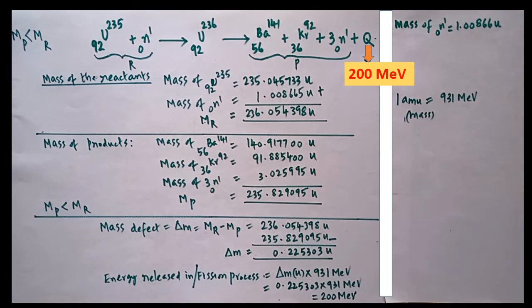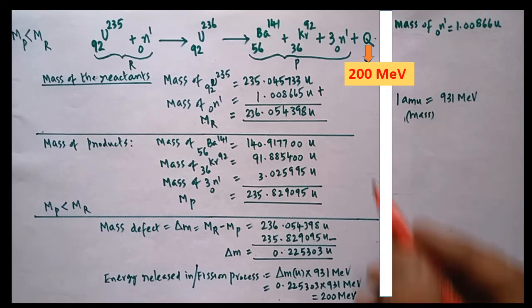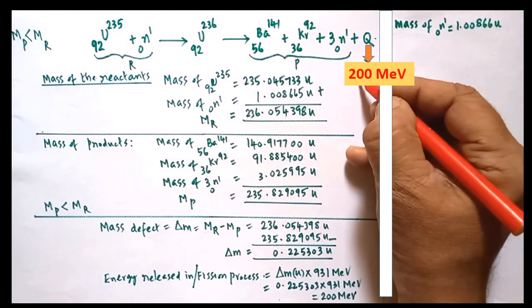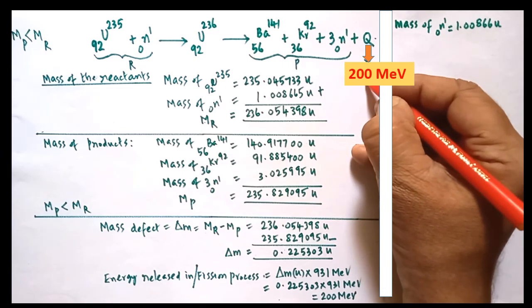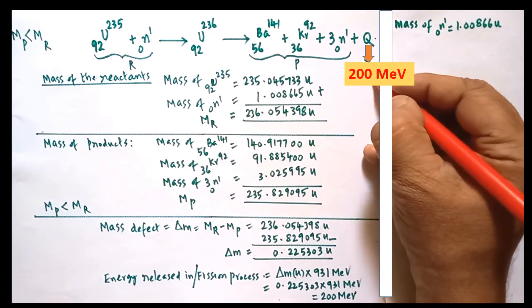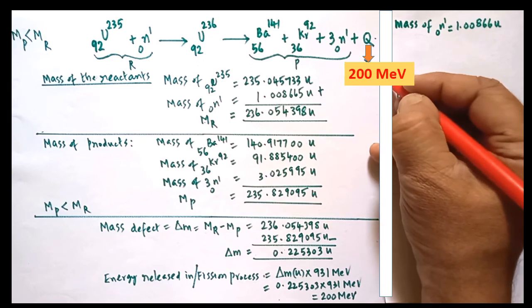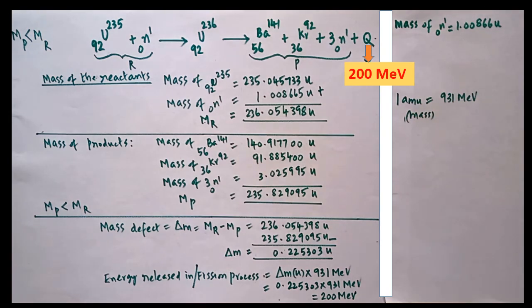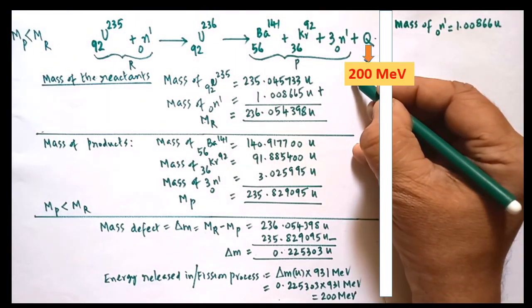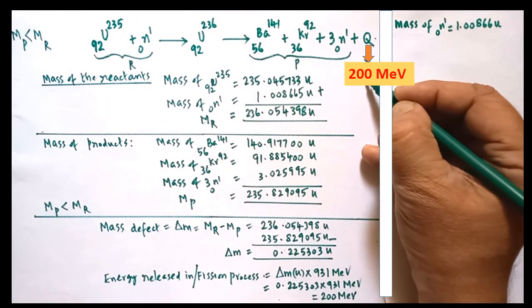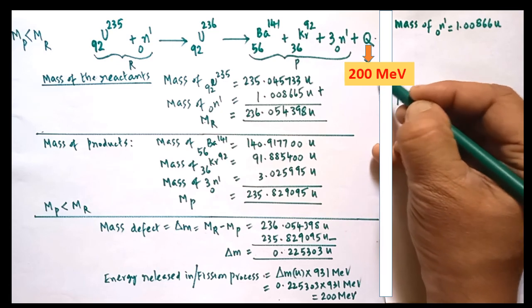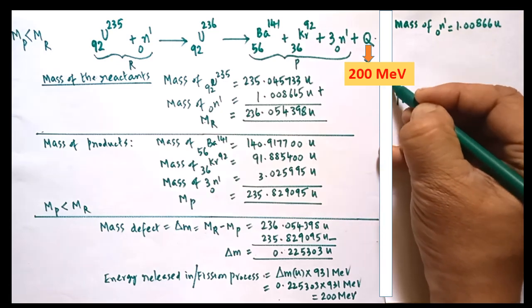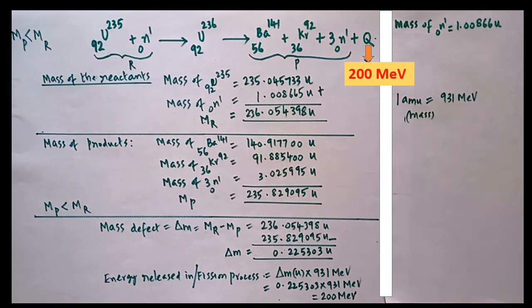Are you clear? Now I am going to highlight the value of Q as how much? 200 million electron volt. This much amount of energy is released. Are you clear? Don't forget, this is the energy released in fission process. 200 million electron volt amount of energy is released in each fission process.